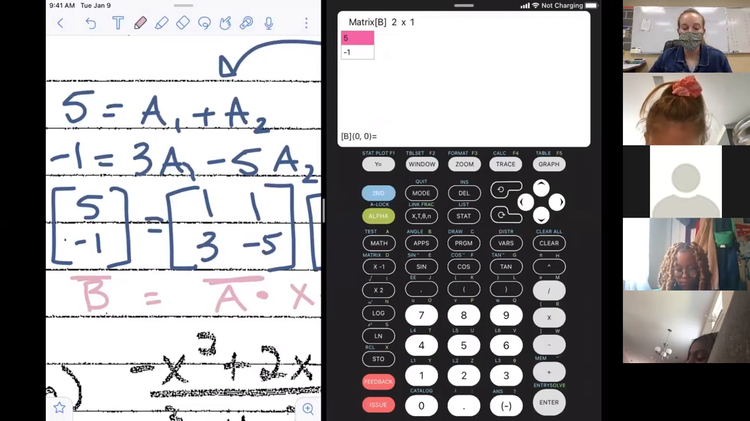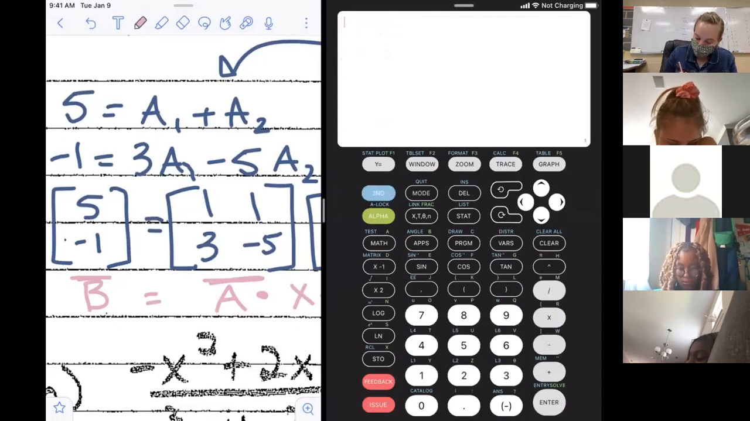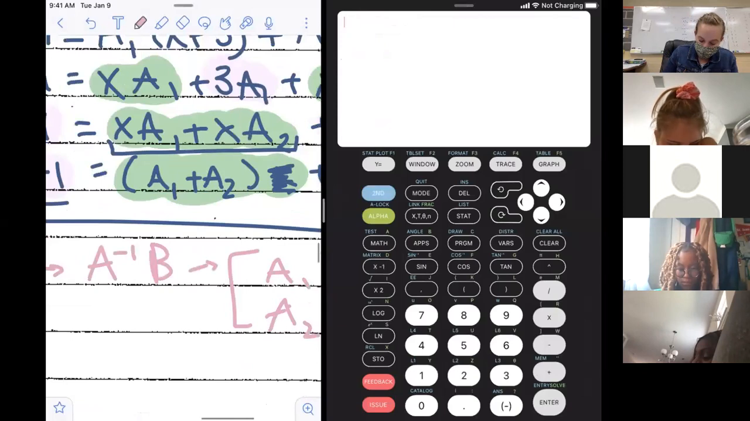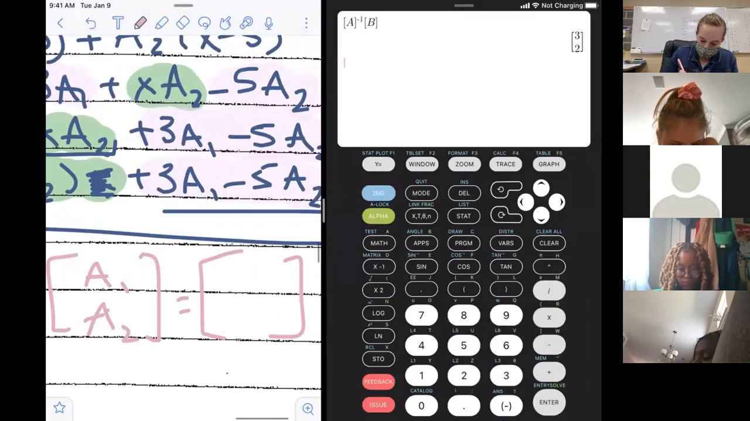I don't remember if I preached to your class, but make sure you're really careful entering your matrices so that it's exactly what you see. If you miss a negative or mistype a number, you're going to get the wrong answer. Once I have both my matrices entered, again, I'm going to write A to the negative first times B in the calculator. And my answer is just a little 2-by-1, which is 3, 2.